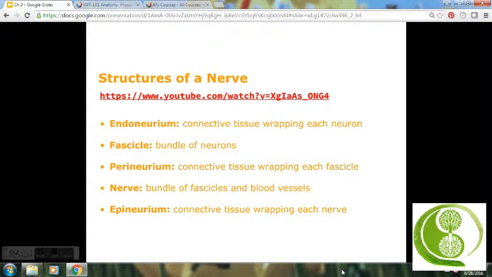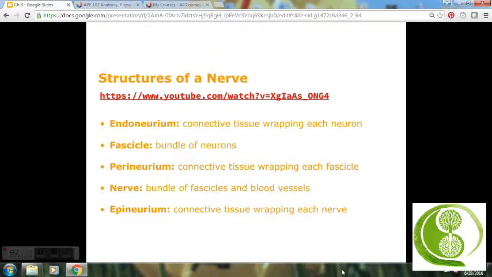We have the nerve, since the nerve has a structure similar to that of a muscle, with bundles of axons wrapped in connective tissue that are bundled together with blood vessels and more connective tissue. So each neuron is wrapped with connective tissue covering called the endoneurium, just like with the muscle cell it was the endomysium. This, with the nervous system, is the endoneurium that wraps the individual neuron.